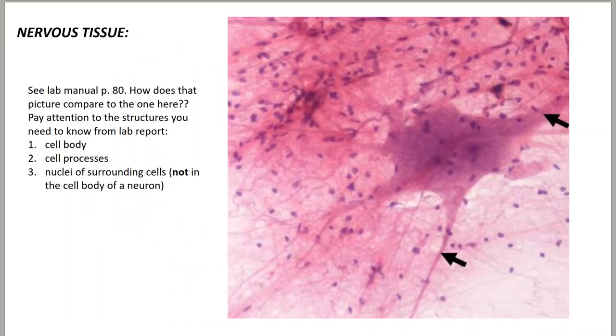And the very last tissue we're going to look at is nervous tissue. So when you click on the link in your online instructions, it will take you to this picture. But I want you to look at your lab manual, page 80, because that's where your description is and where it will help you through the vocabulary, and compare what that picture looks like compared to this one here and see if you can figure out what all of these vocabulary pieces are from looking at those two pictures.